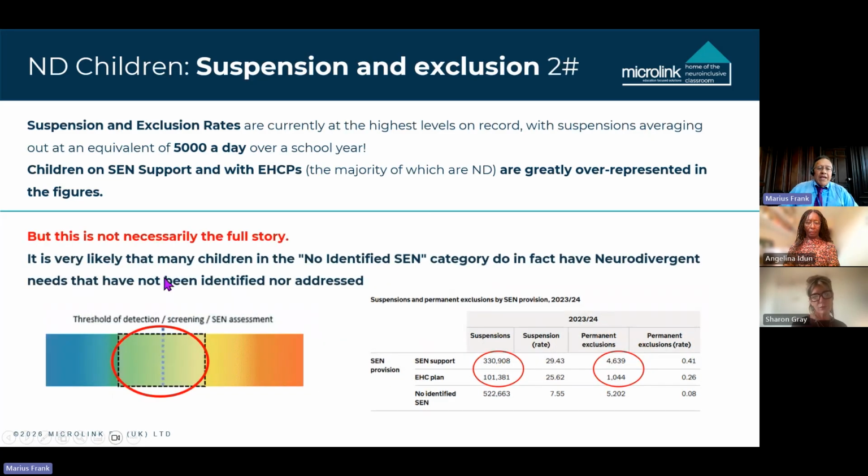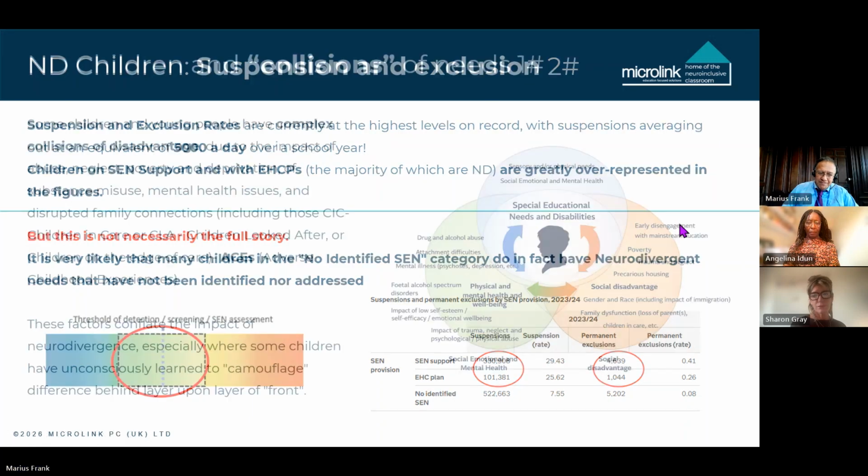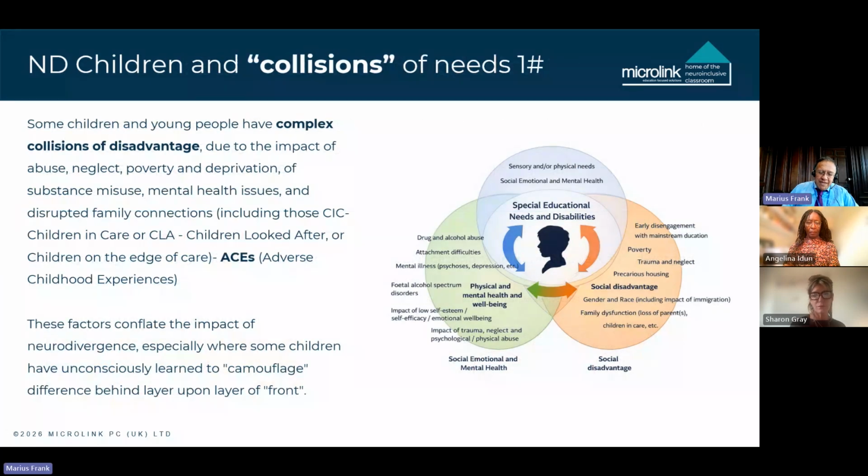Children on SEN support and with EHCPs are greatly overrepresented in these figures. And that's not all. It is very likely that many children with no identified SEN do in fact have neurodivergent needs that have not been recognized or identified. It gets more concerning when you look at collisions of disadvantage, when you take into account the impact of abuse, neglect, poverty, deprivation, substance misuse, mental health issues, disruptive family connections.